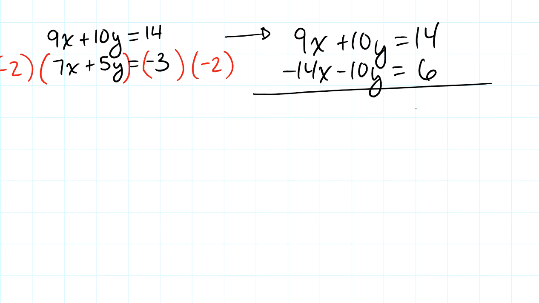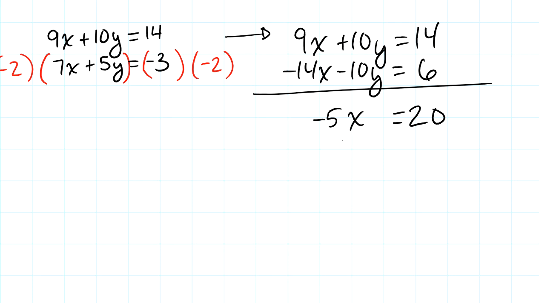14 and 6 is 20. And over on the other side, I end up with a 0y, right? 10y and negative 10y. But then 9 and minus 14 is a beautiful negative 5. So we've got negative 5x.